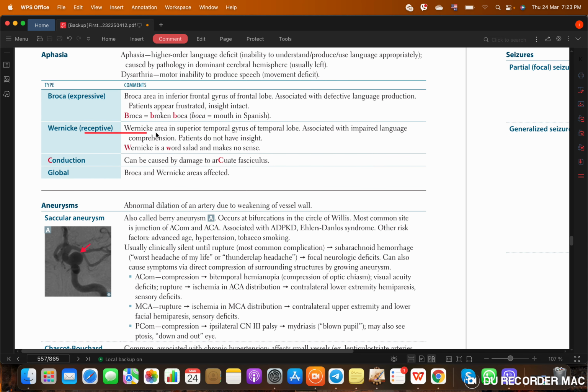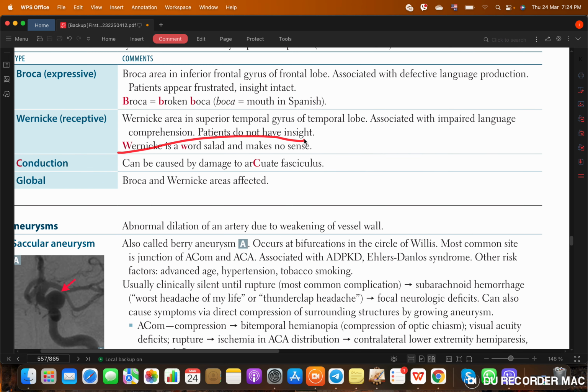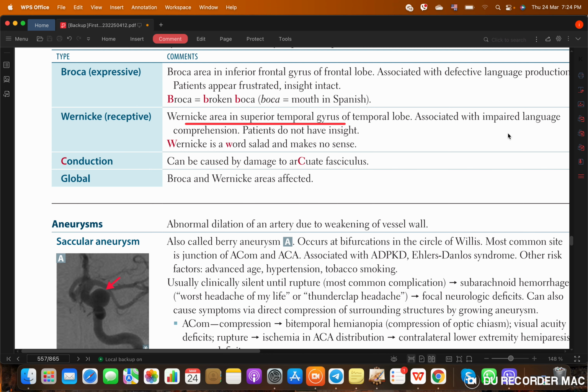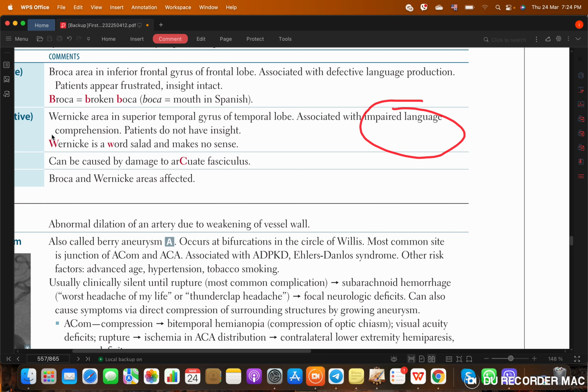Wernicke, receptive aphasia. First of all the symptoms, then we go to where it is. Wernicke is a word salad that makes no sense. However, the patient is fluent. For example, when I say phone, speaking, wireless, and there is headphones, and looking bed, and there are 2 tables and 1 idiot. So that makes no sense. It's basically Wernicke aphasia, word salad. Wernicke area is the superior temporal gyrus in the temporal lobe. It is associated with impaired language comprehension.